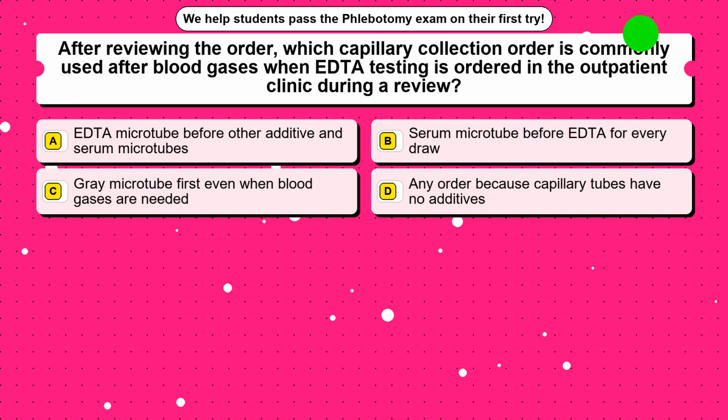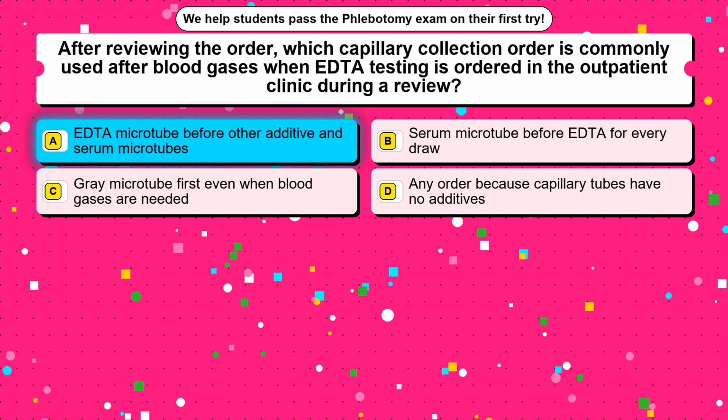Question 16. After reviewing the order, which capillary collection order is commonly used after blood gases when EDTA testing is ordered in the outpatient clinic during a review? Option A, EDTA microtube before other additive and serum microtubes. Option B, serum microtube before EDTA for every draw. Option C, gray microtube first even when blood gases are needed. Option D, any order because capillary tubes have no additives. The correct answer is option A, EDTA microtube before other additive and serum microtubes.